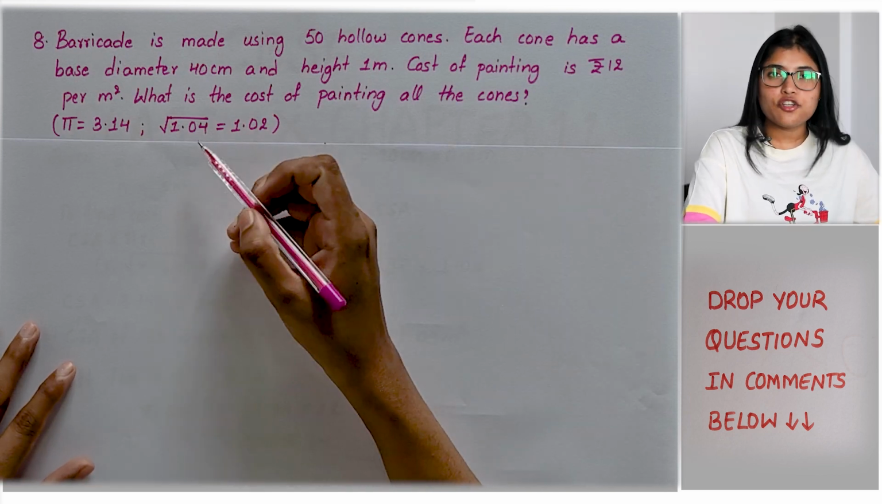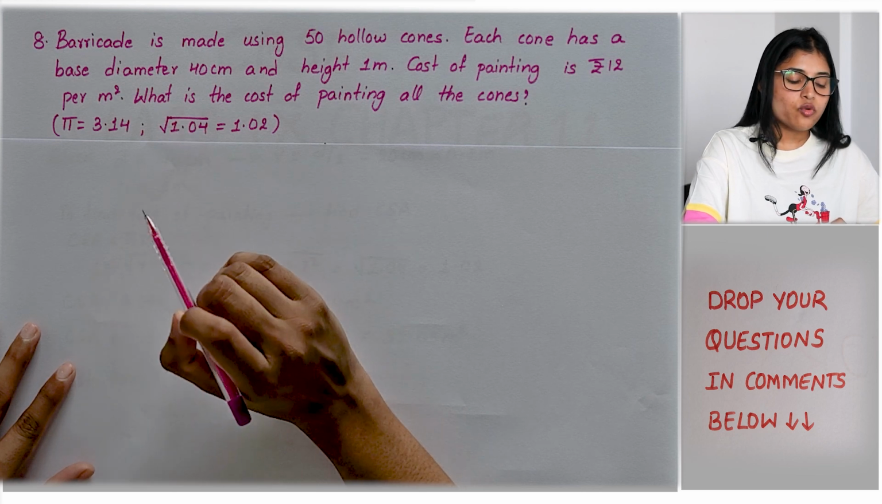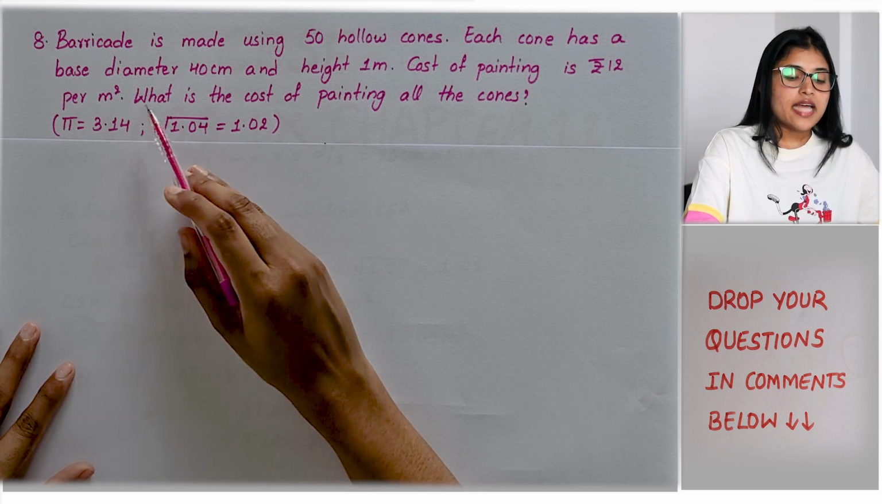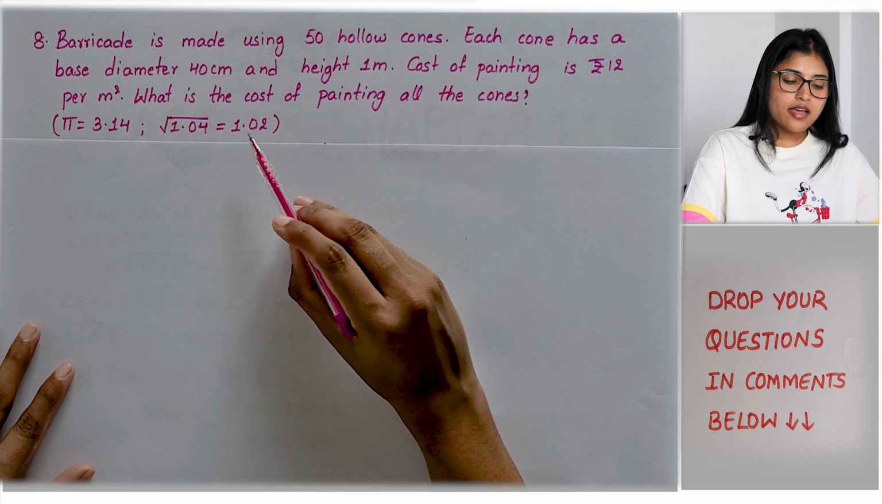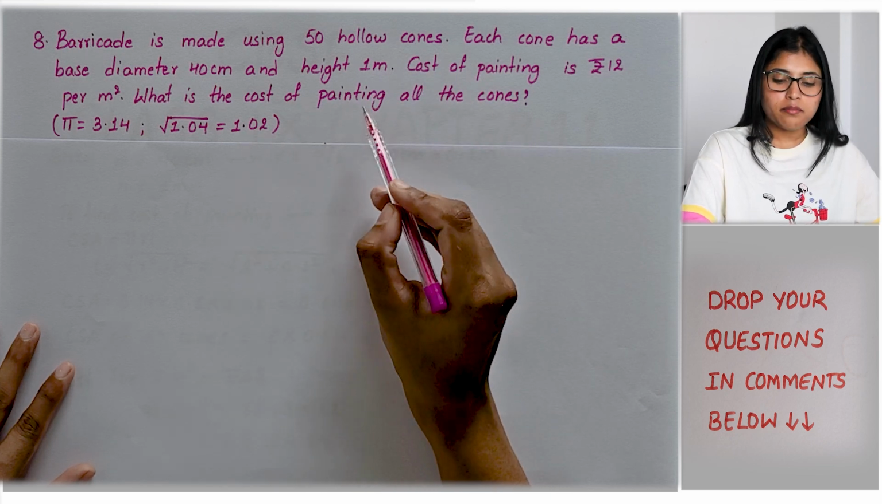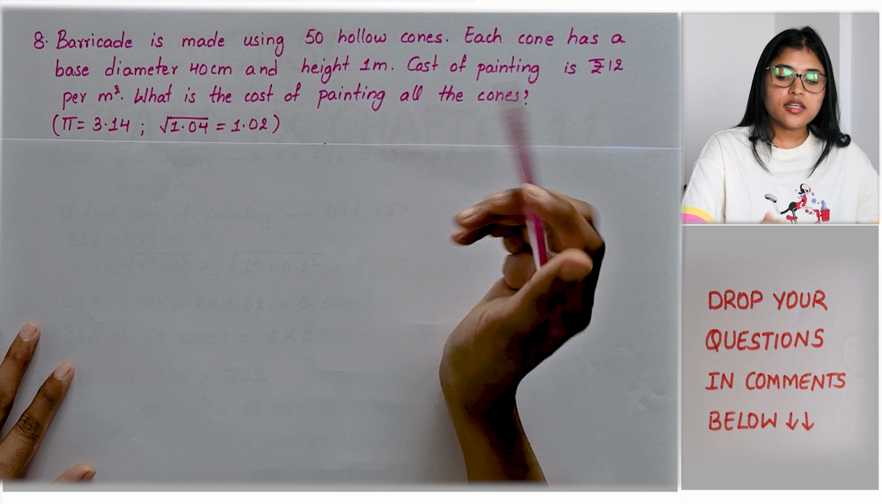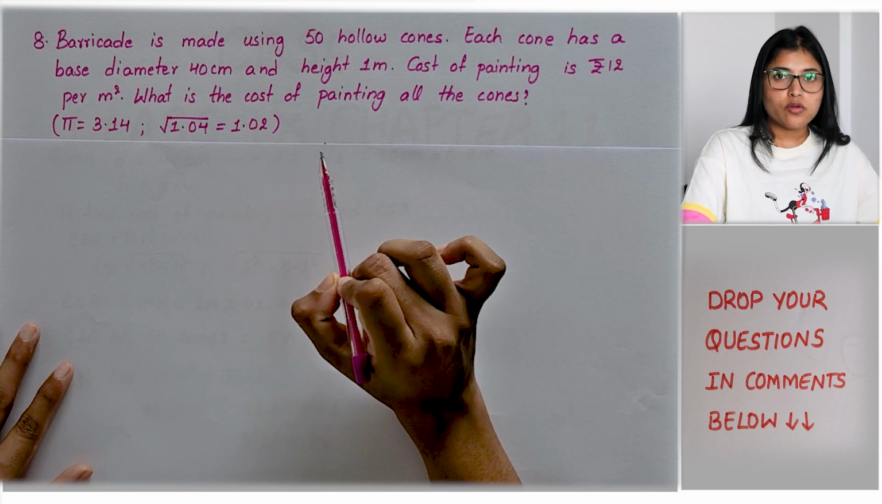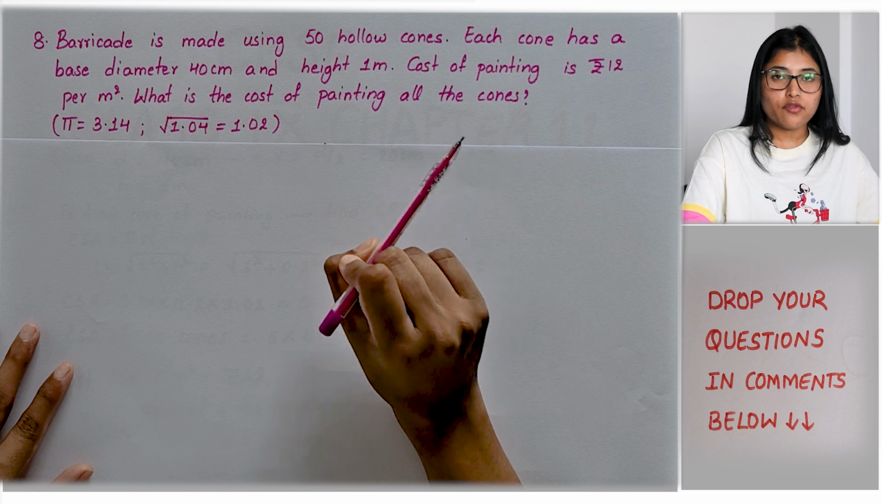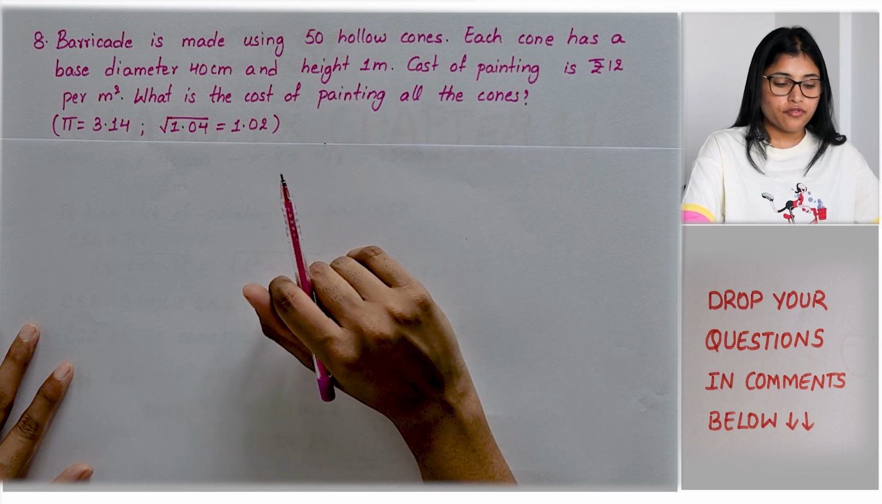In the last question of exercise 11.1, that is the 8th question, it is given that a barricade is made using 50 hollow cones. Each cone has a base diameter 40 centimeters and a height of 1 meter. Now cost of painting is rupees 12 per meter square. What is the cost of painting all cones? So I need to find the cost of painting for 1 cone first and then multiply it by 50.